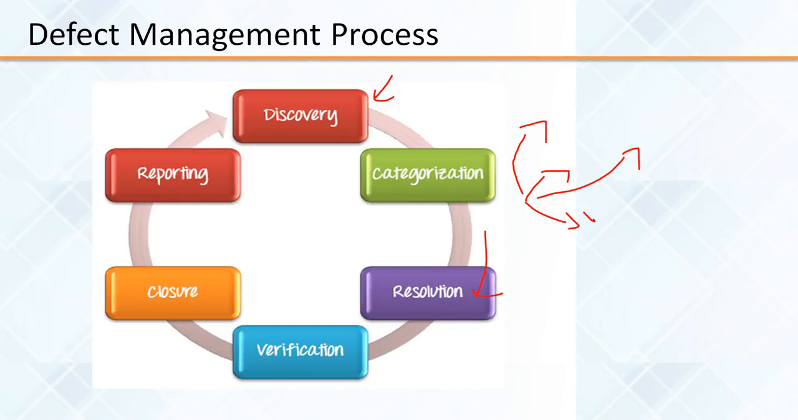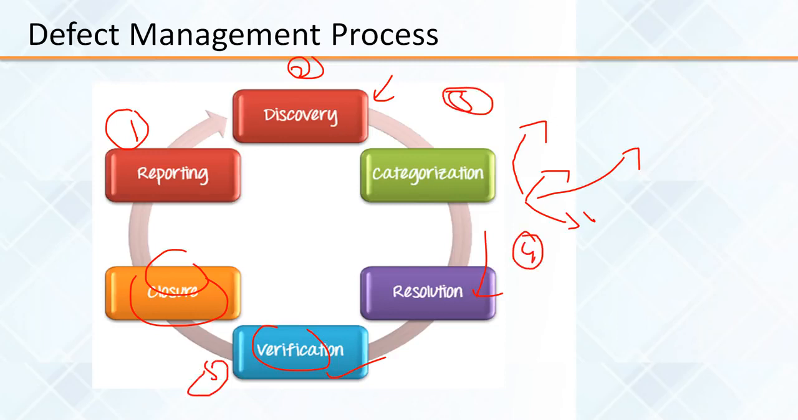And if the defect is not closed or still not fixed, then again we need to report the defect. Okay, we need to categorize, resolve, verify, and close. After verification, we have to close the defect. Okay, this is the first step actually. We need to go through defect discovery, categorization, resolution, verification, and defect closure. This is the defect management process at a high level.